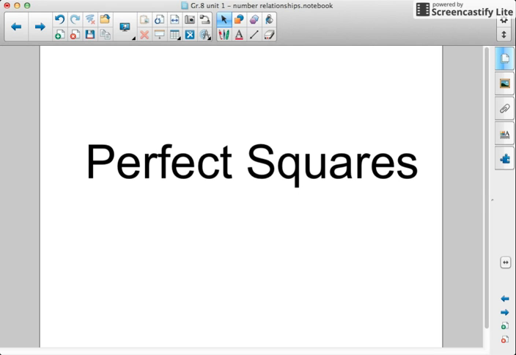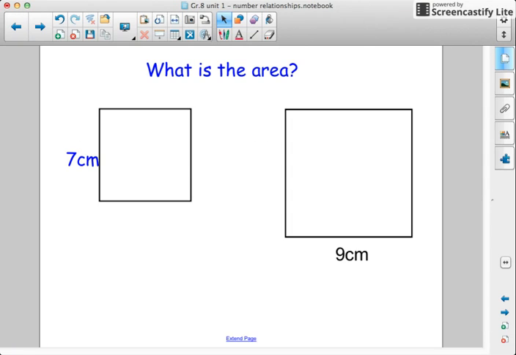For this lesson, we're going to be looking at perfect squares and how to square a number. So when you think of a perfect square, you probably think of a four-sided shape in which all four sides are the same length. So in this case, the perfect square number is the area of the square.